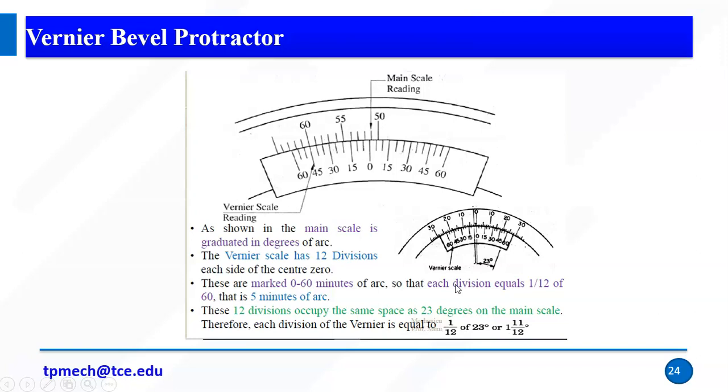Right. Okay. So the vernier bevel protractor, again the main components are the main scale and the vernier scale. So here as shown in the figure, it is marked in degrees. So the main scale is marked in degrees. Assume that we have a division for each degree. So this is 50, 51, 52, 53, 54, 55. So there are divisions over the degrees. At the bottom we have a vernier scale. Here it is given from 0 to 60 on each side. But if you count the divisions, 0, 1, 2, 3, 4, 5, 6, 7, 8, 9, 10, 11, 12. So 12 divisions on this side, 12 divisions on this side.